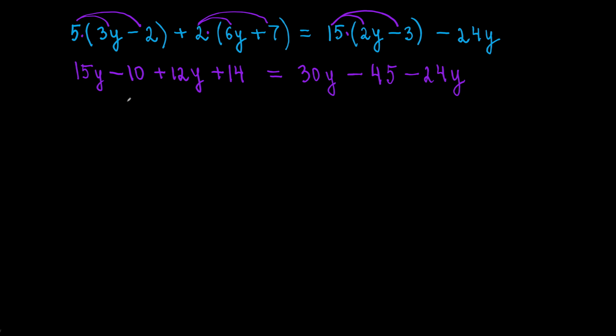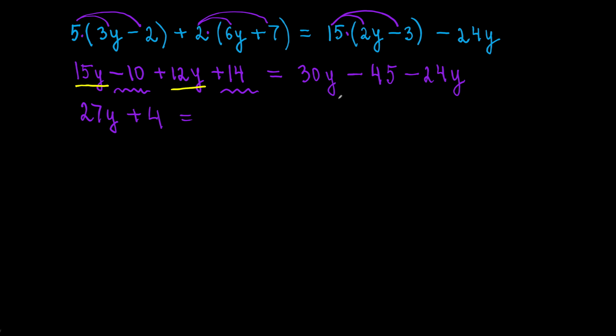Next, we will collect like terms. We will collect y's together and then we will collect numbers together. First, we will collect y's together. So 15y plus 12y will be 27y. Next, we will collect the numbers. Negative 10 plus 14 will be plus 4 because 14 is greater than 10.